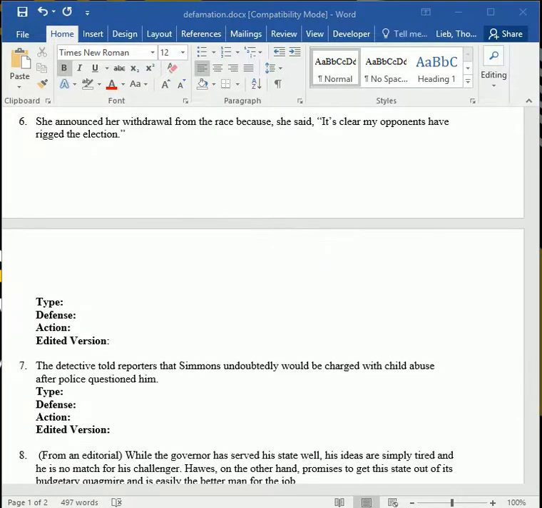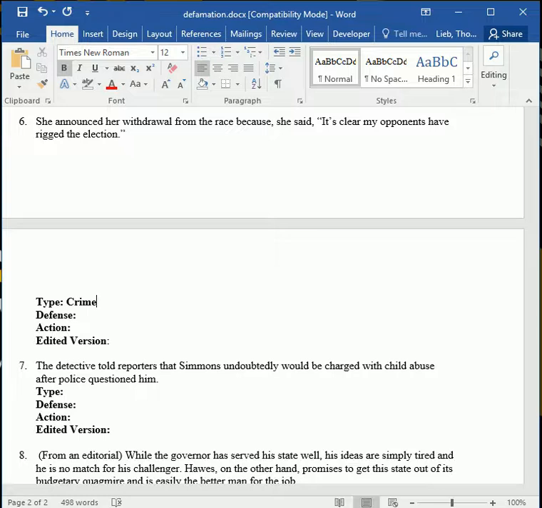We get to number 6, and this one's a little tricky. The first part of it is fine. She announced her withdrawal from the race. No problem. Second part, though, makes a criminal charge against the opponents. It's not just saying something like they played dirty or something like that. That would be an opinion, but it says they've rigged the election. Well, that's a crime. So we're going to look only at the second part of this for consideration here.